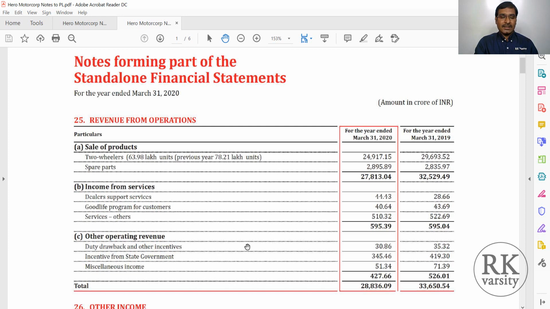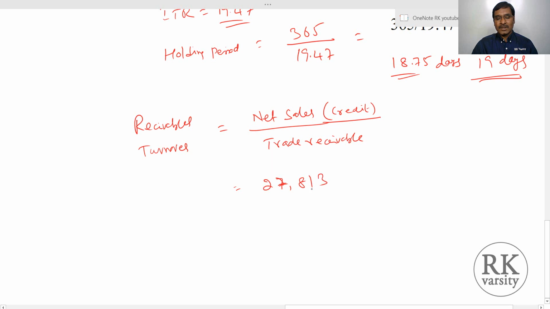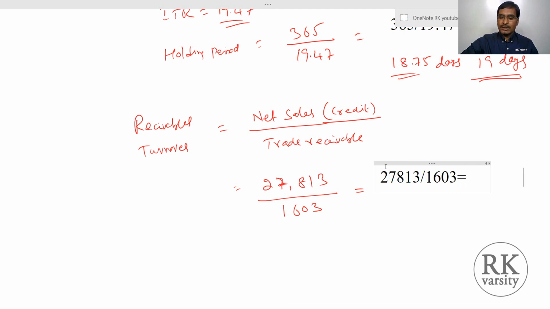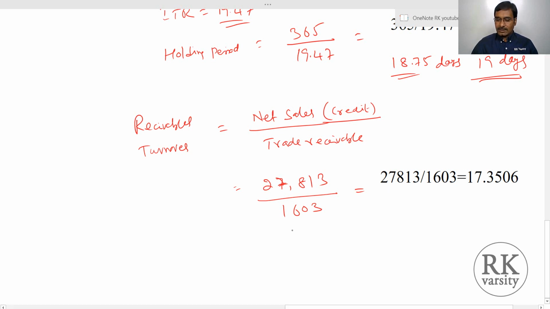Now to have a conservative estimation of trade receivables, we consider only sale of products, that is 27,813 crore. So 27,813 crore is your net credit sales upon 1,603, which is your receivables. So this equals 27,813 upon 1,603. So 17 times, that is your receivables turnover ratio or debtors turnover ratio. This equals 17 times.